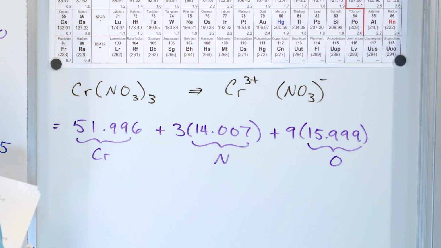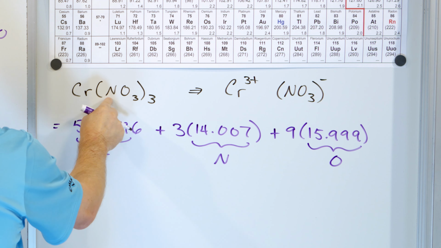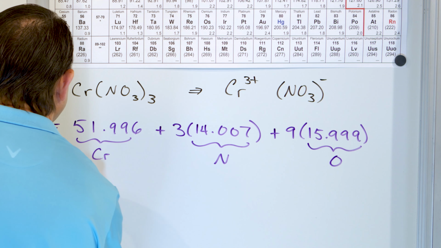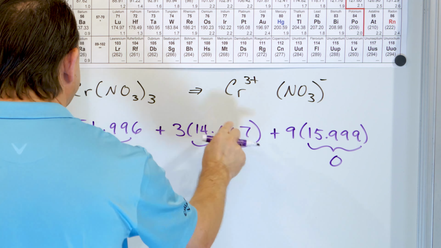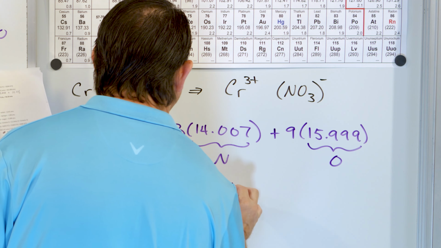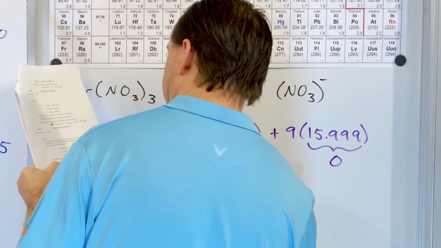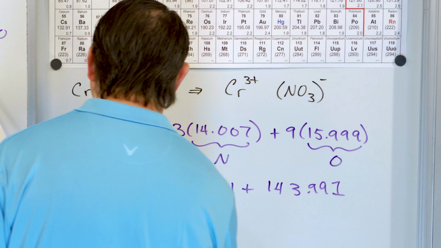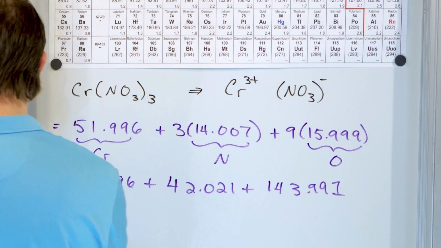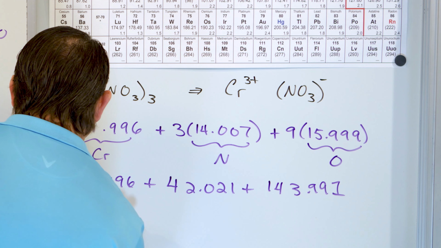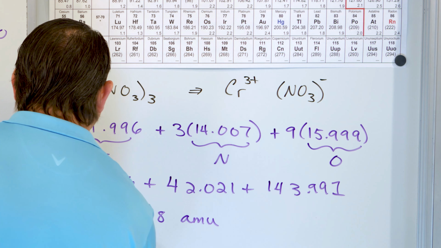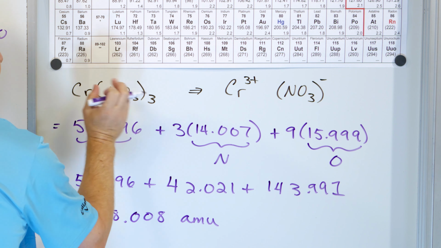So this is how you calculate it. You have 1 chromium, you have 3 nitrogens because 3 times 1 is 3, and then 3 times 3 is 9 oxygens. All right, and so what you get is 51.996. The 3 times 14.007 for the nitrogen gives you 42.021. And then the 9 times 15.999 gives you 143.991. And when you add all of these together, 51.996, 42.021, 143.991, you get 238.008. And that's atomic mass units. And that's an example of how you handle it when you have a polyatomic ion with parentheses like that.